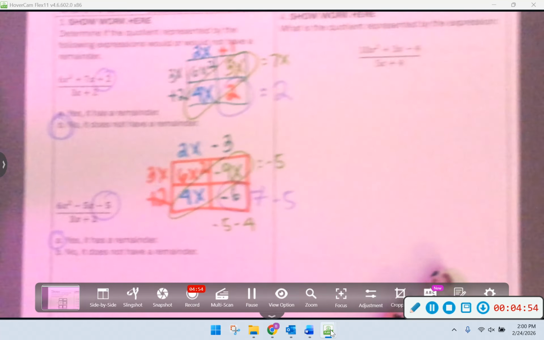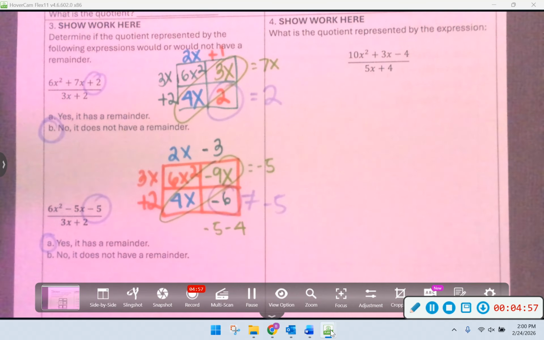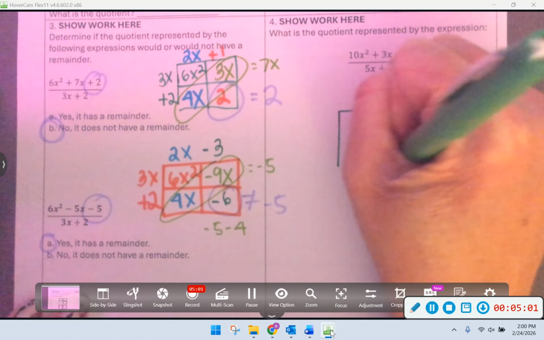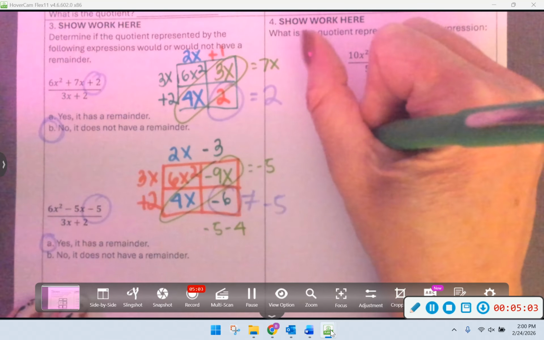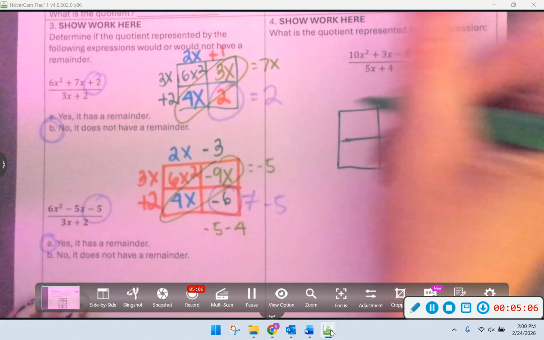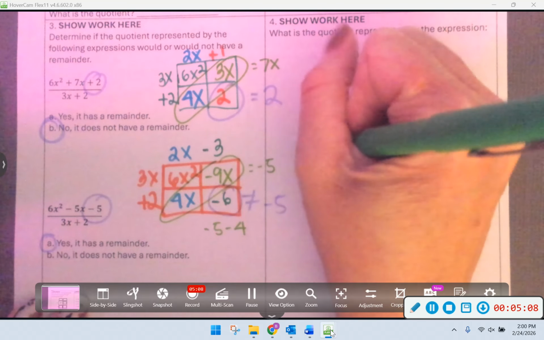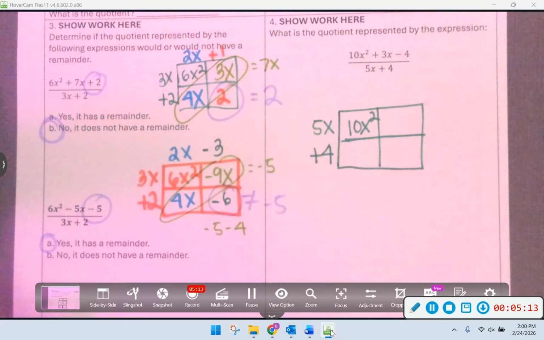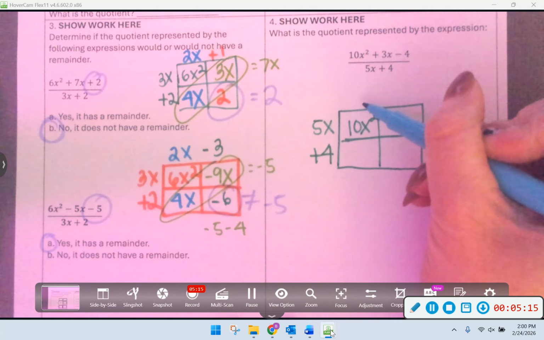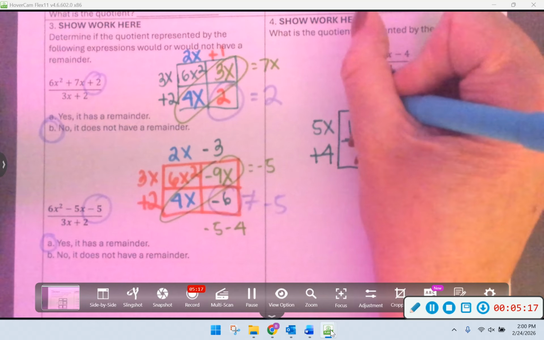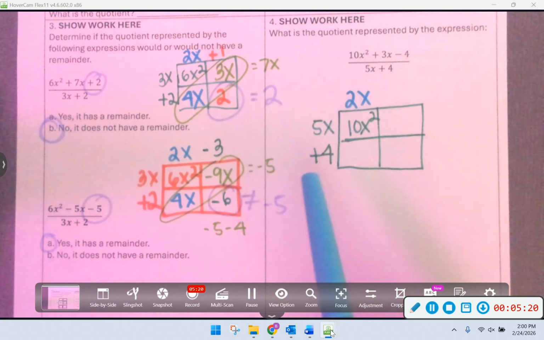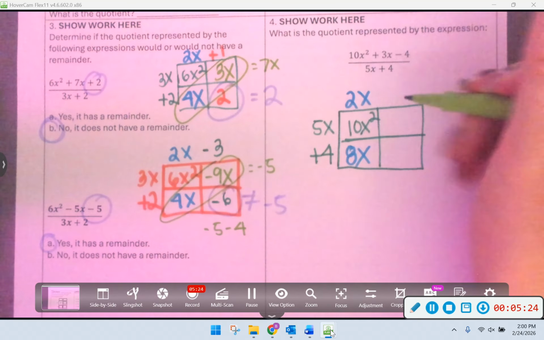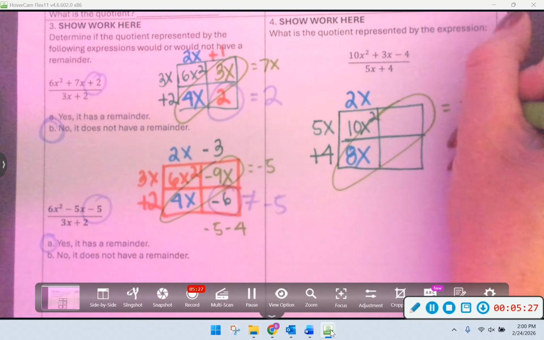We've got to keep moving. Number 4. Let's make a box. We're going to find our quotient. 5x plus 4 is going to go on the side. 10x squared is going to go in our first box. What times 5x gets me 10x squared? 2x. 2x times 4 is going to get me 8x. We're going to take our diagonal. We want it to add up to 3.